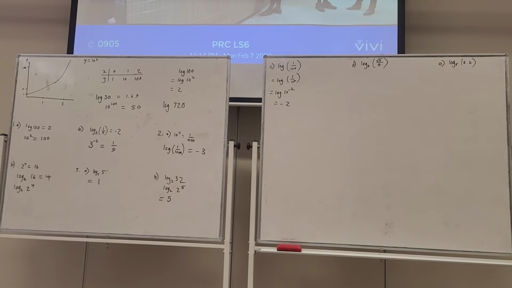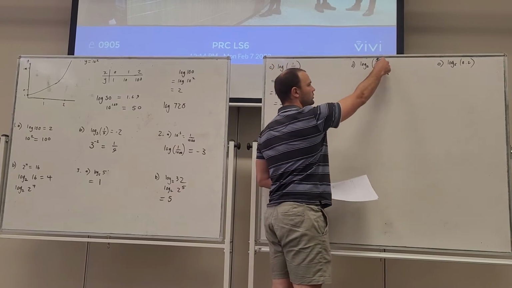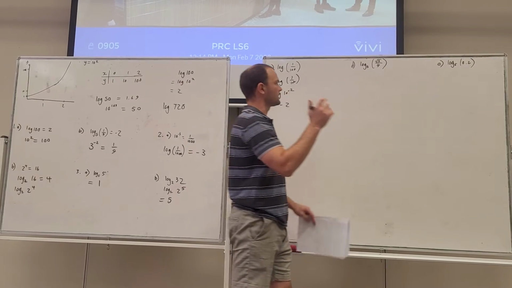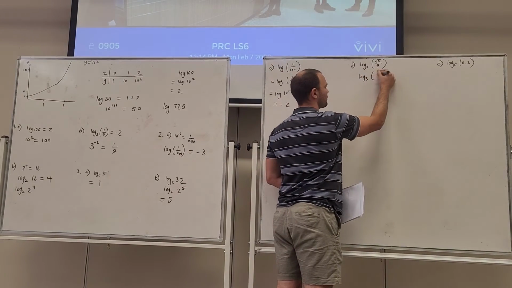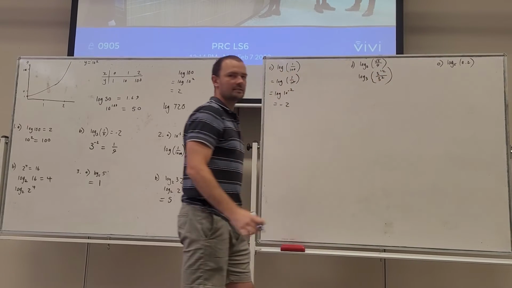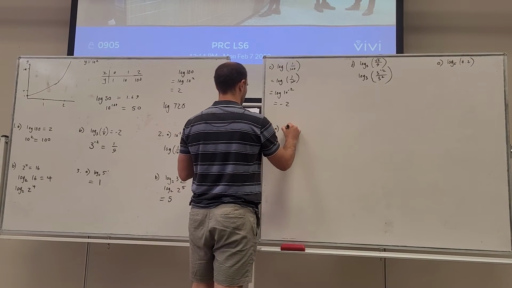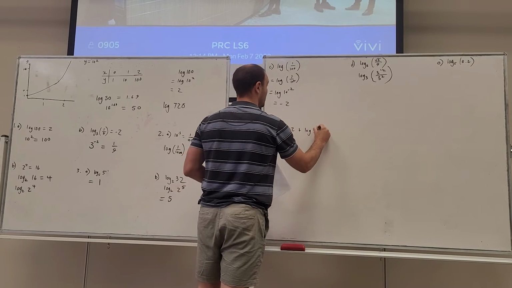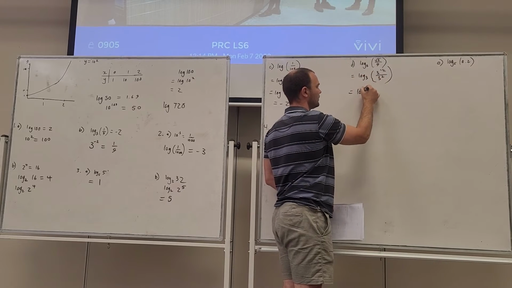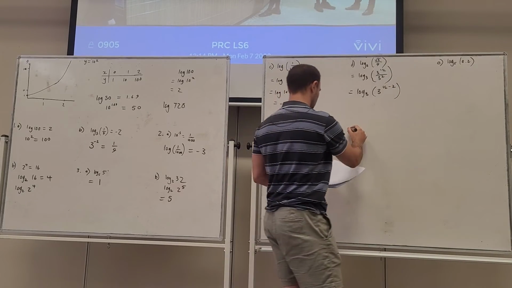Okay, log in base 3 of root 3 on 9. We need to express it as a single power of 3, which means we need to use index laws. So this is 3 to the half on top of 3 squared. That's our first step. Next, we have the top power take away the bottom power. So it's still log in base 3 of 3 to the half take away 2.